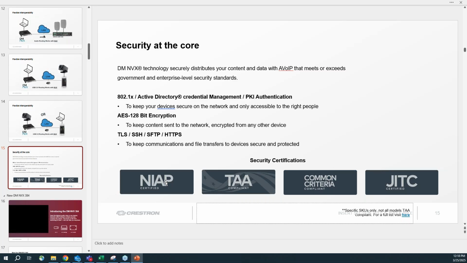So, catching up to a slide I just talked about. We talked about security being at our core. So our NIAP, TAA, Common Criteria, and JITC. These are all key things that really raise the bar for NVX.